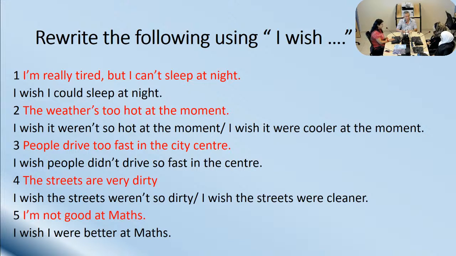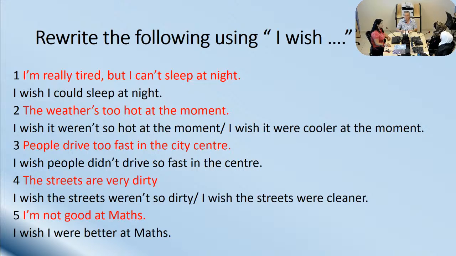Number 3, people drive too fast in the city center. I wish people didn't drive so fast in the center. Number 4, the streets are very dirty. I wish the streets weren't so dirty, or I wish the streets were cleaner. Number 5, I'm not good at math. I wish I were better at math. I wish I was better at maths.